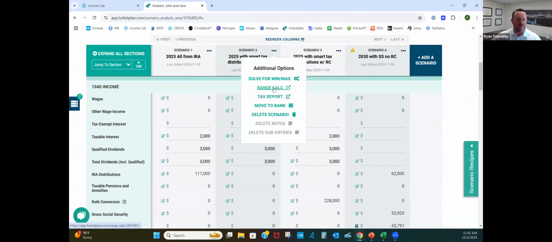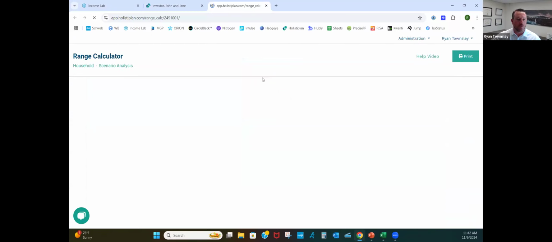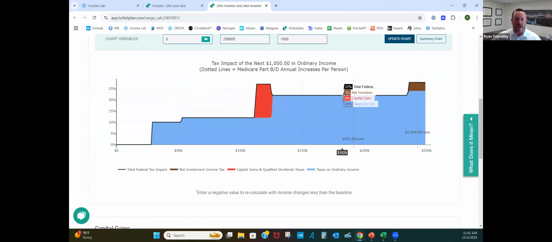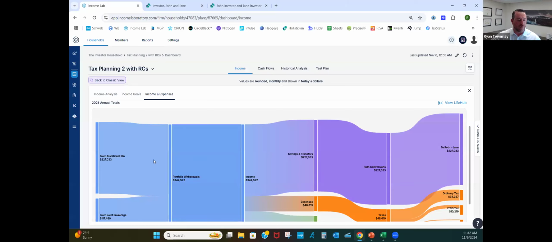And then that leaves us room to do Roth conversions. Now, deciding if you want to go above IRMAA, that's the dotted line here. Income Lab also delineates that, or if you want to go all the way up to the limit. So for this, we did Roth conversions of about 227,000 because the client was comfortable with that, and maintained them in the 22% bracket.